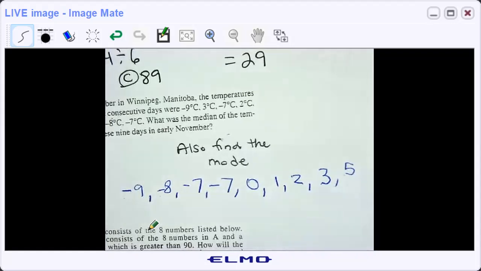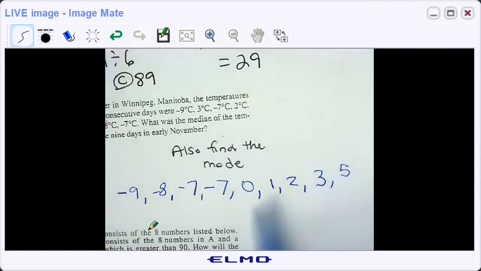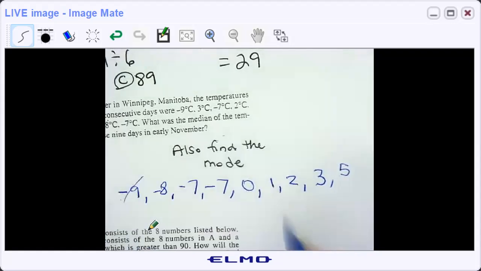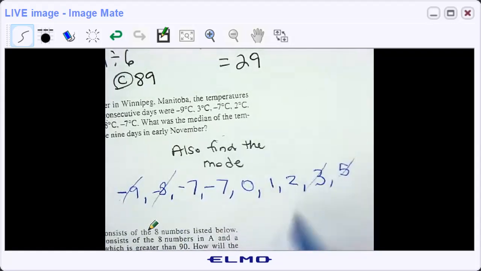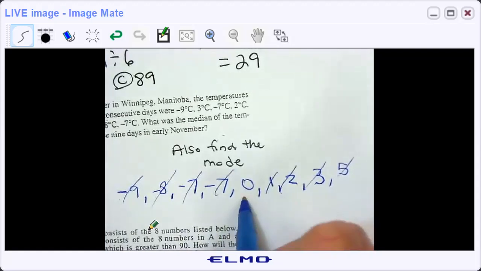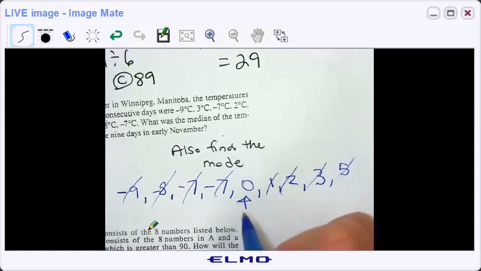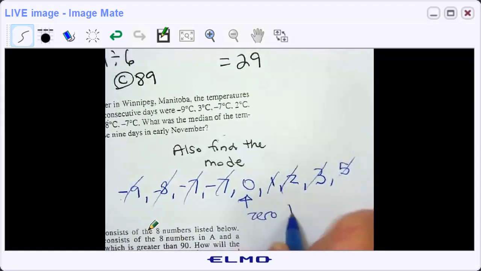All right. So when I start crossing off, cross off a low, cross off a high, cross off a low, cross off a high, cross off a low, high, low, high. There's my answer. That will be the median or middle of this data, 0. Choice B.